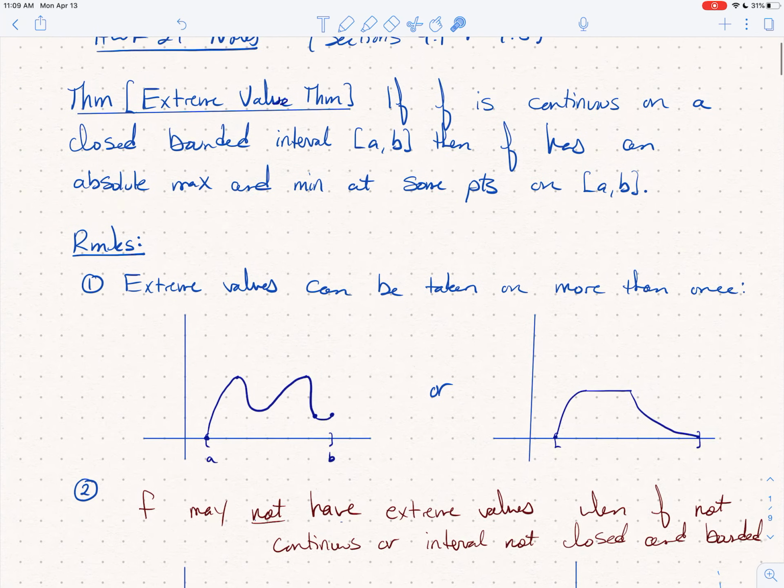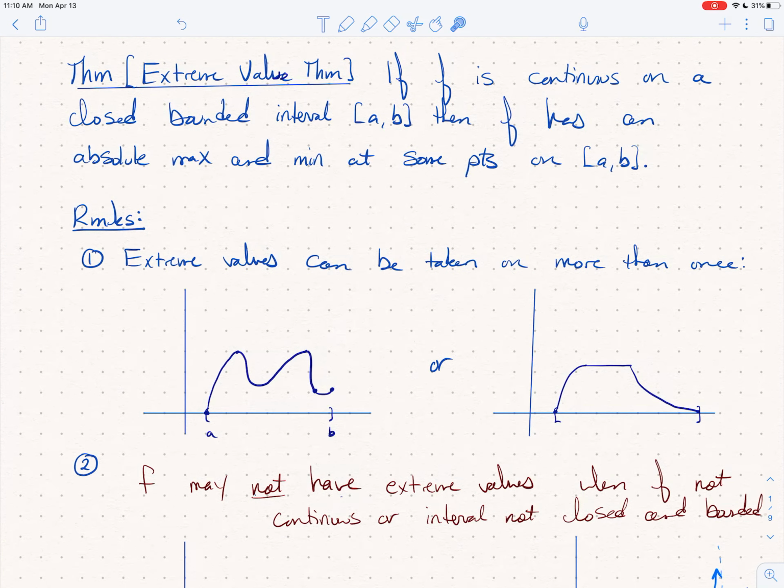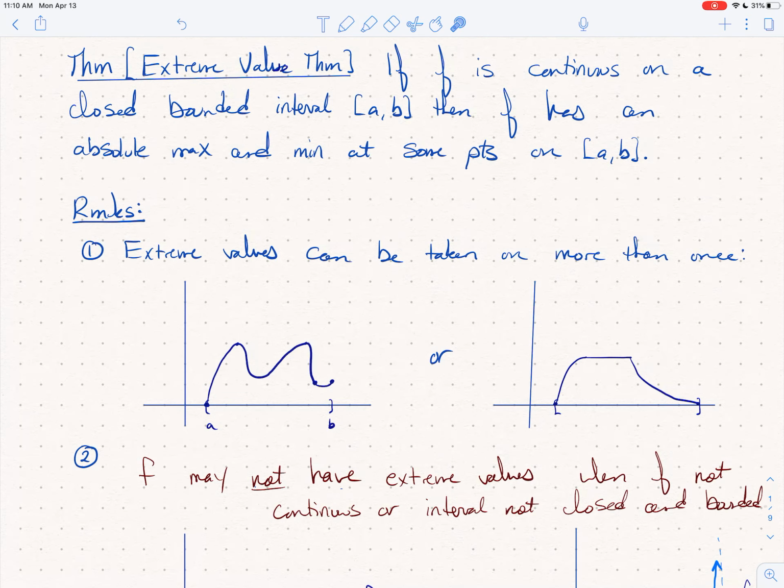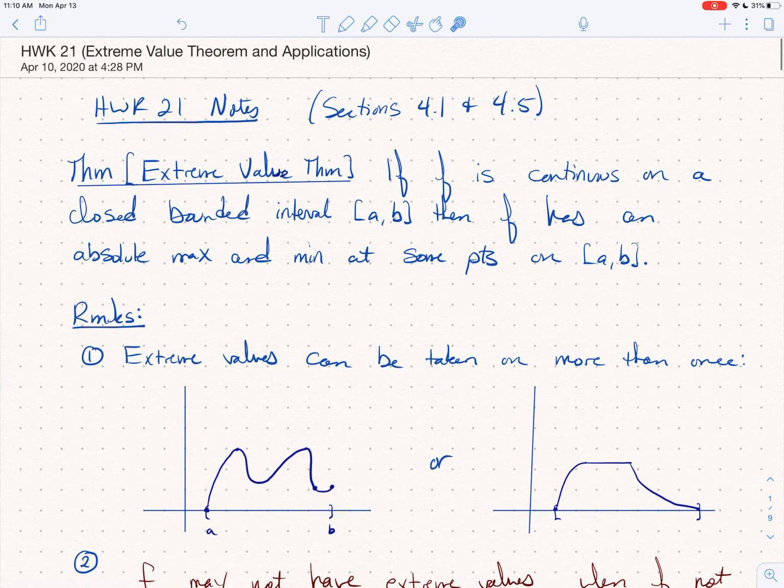All right, second thing. This statement does not say the only time you have an absolute min or max is when f is continuous on a closed bounded interval. It doesn't say that at all. It's easy to draw pictures of functions that are not continuous that still have absolute maxes, or functions that are continuous on intervals that aren't closed and bounded where there's still absolute maxes.